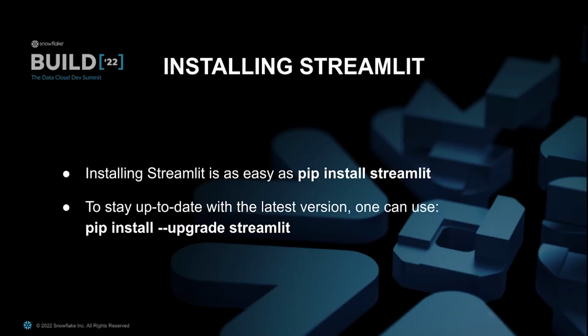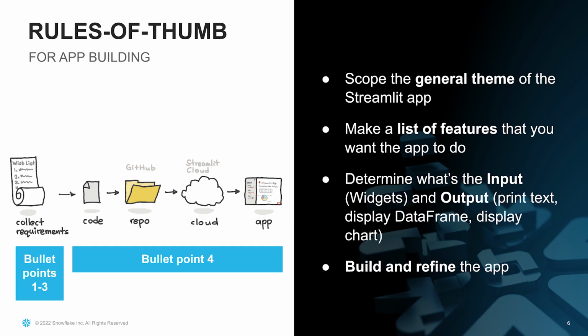To get started, you want to install Streamlit on your computer. In order to do that, you can use pip or conda. When using pip, you can do pip install streamlit. To update your existing Streamlit version to the latest version, you can do pip install --upgrade streamlit.